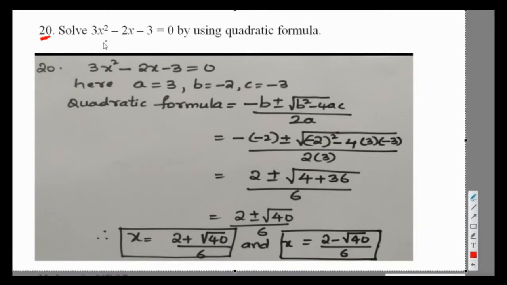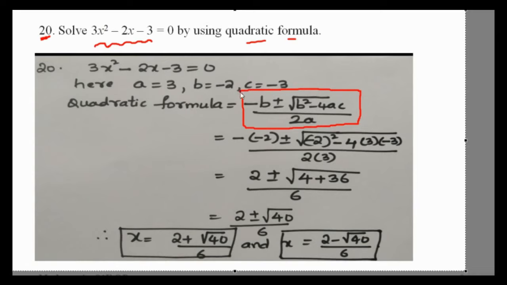20th question. Solve 3x square minus 2x minus 3 is equal to 0 by using the quadratic formula. So we have to know the quadratic formula: minus b plus or minus root over b square minus 4ac by 2a. So one has to remember or memorize this formula. In the quadratic equation, a is 3, which is the coefficient of x square, b is minus 2, which is the coefficient of x, and c is the constant, which is minus 3.